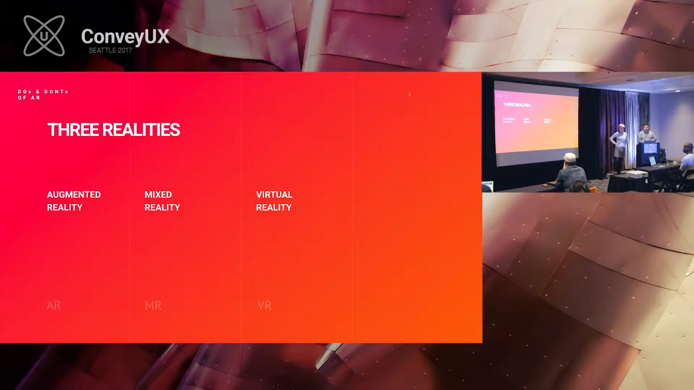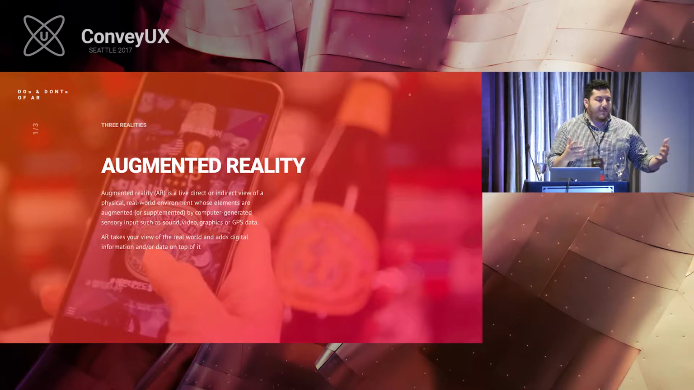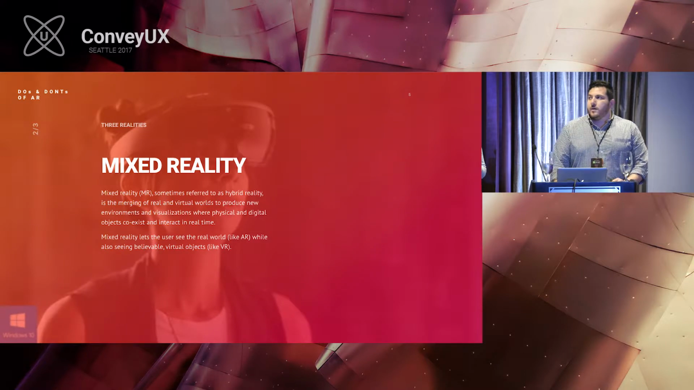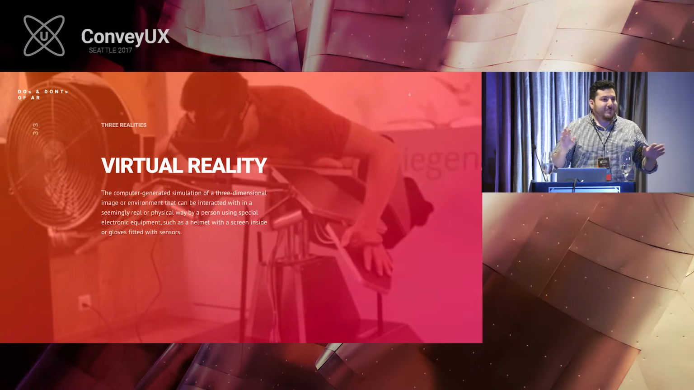All right, so our talk is focused on augmented reality, but it's related to what we call the three realities, and that's augmented reality, mixed reality, and virtual reality. Augmented reality essentially takes a live view of your environment and projects or adds information or data on top of it. And mixed reality basically lets the user see this real world environment with the data that's projected on it, but lets the digital elements that are projected interact with each other and the environment. And then you have virtual reality, which is a complete virtual immersion into a fake world.